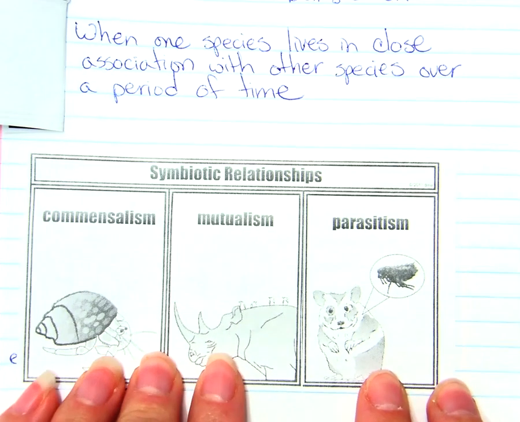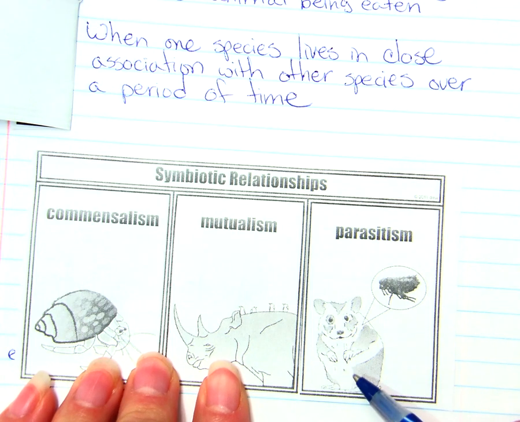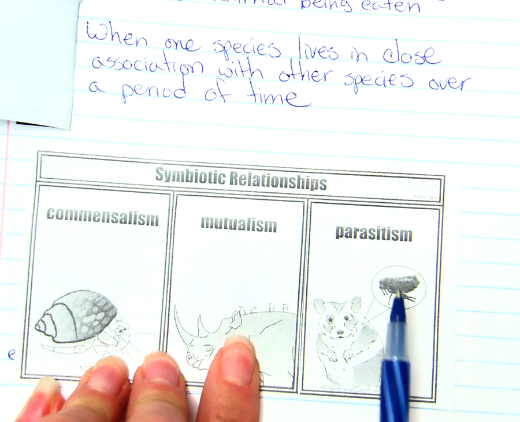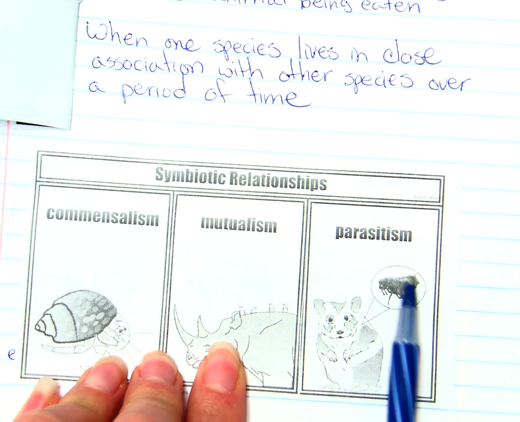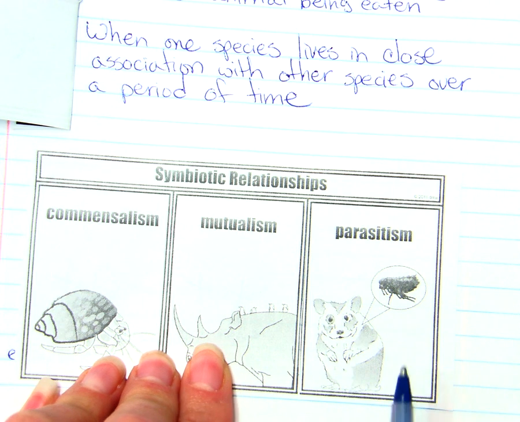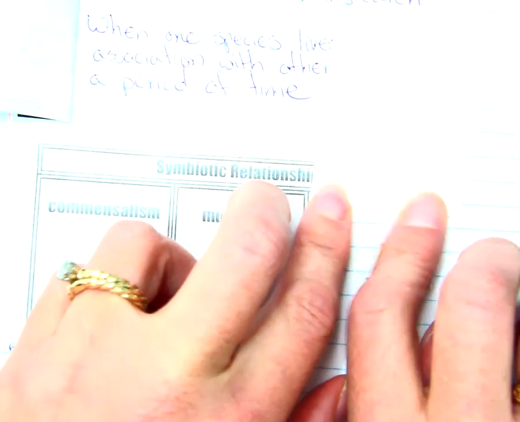Last one we have is parasitism. Here we have a hamster, gerbil, mouse, little cute fuzzy critter, and a flea. Flea is sucking the blood out of our cute fuzzy critter. Is this a good thing? No. It's a good thing for the flea.